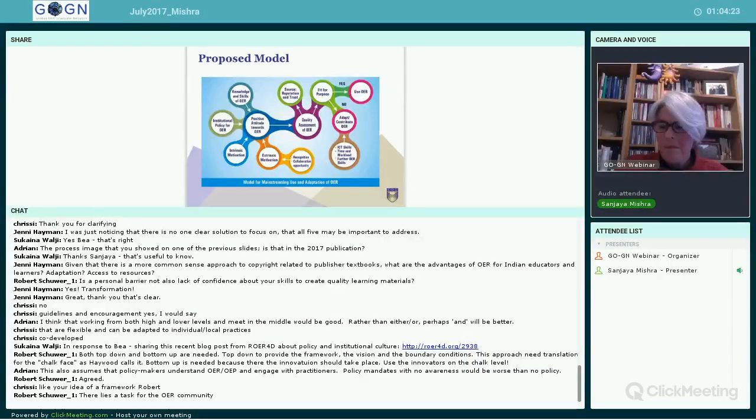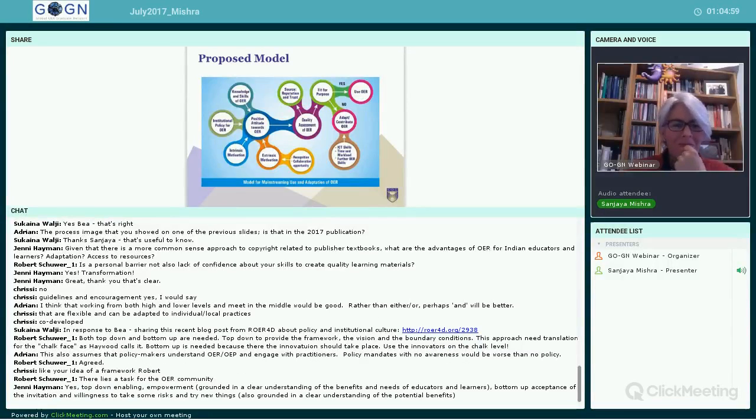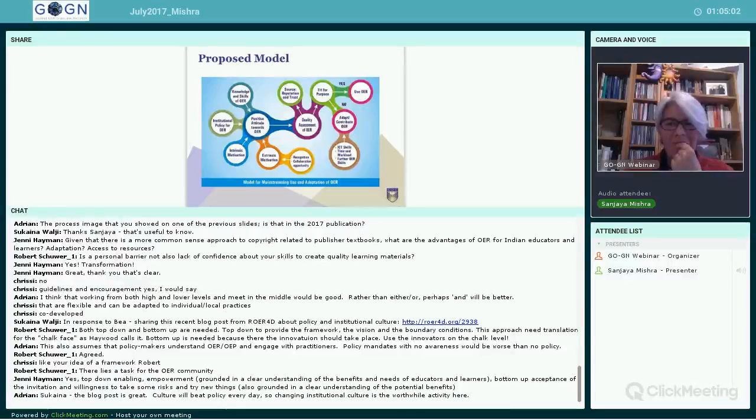So the proposed model that I am trying to suggest is to create an enabling environment that allows government and institutions to release everything they produce as teaching learning resources as OER, and create a community of practitioners who will take ownership of those materials created with public funds, so that the investment on creation of resources reduces over time and teachers take it as their own work and it becomes bottom up. So it's a kind of two-way push to make adoption happen, particularly in the Indian context.